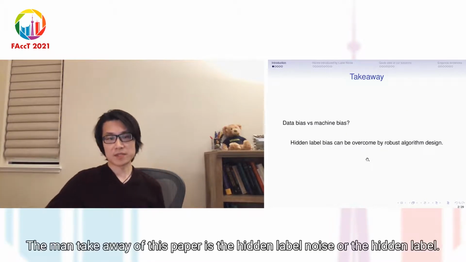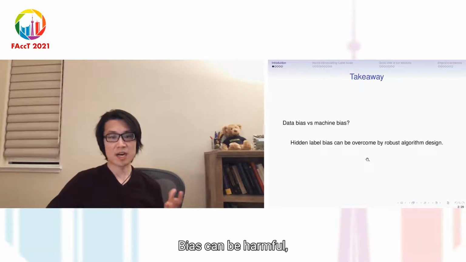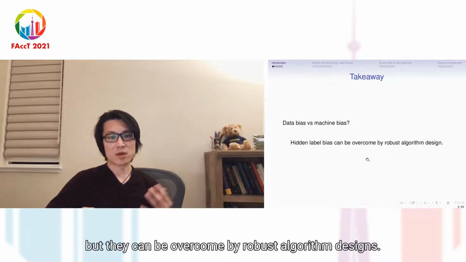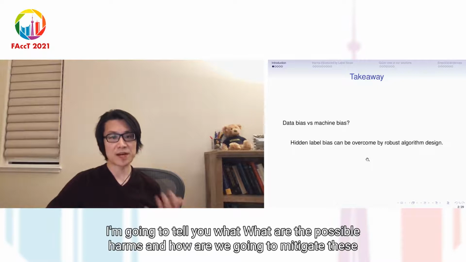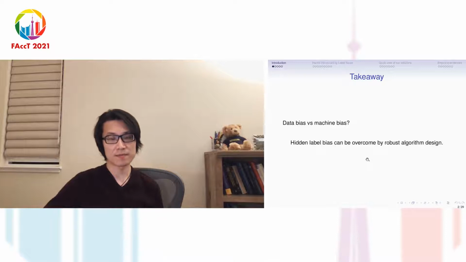The main takeaway of this paper is that hidden label noise, or hidden label bias, can be harmful, but it can be overcome by robust algorithm designs. And in this presentation, I'm going to tell you what the possible harms are and how we are going to mitigate these harms.